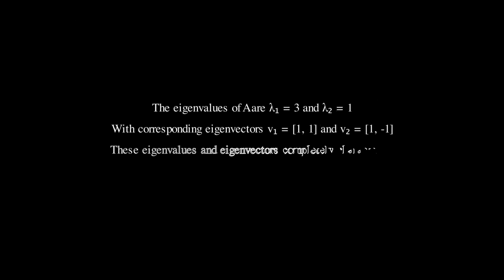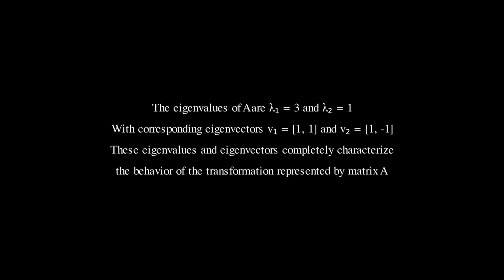In summary, we've found that our matrix A has eigenvalues 3 and 1, with corresponding eigenvectors 1, 1, and 1, minus 1. These eigenvalues and eigenvectors completely characterize the behavior of the transformation, represented by our matrix.